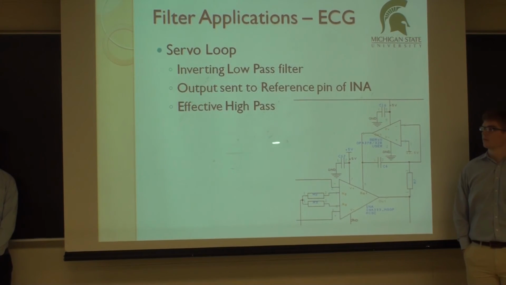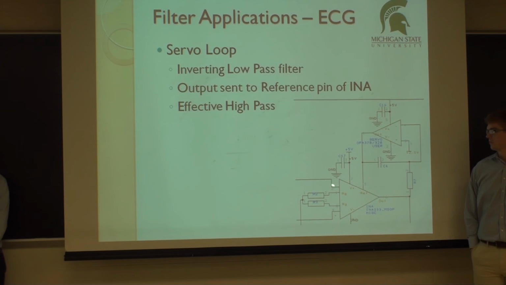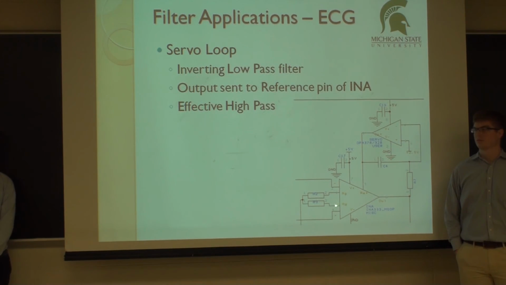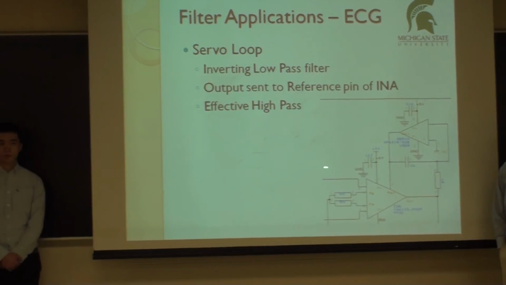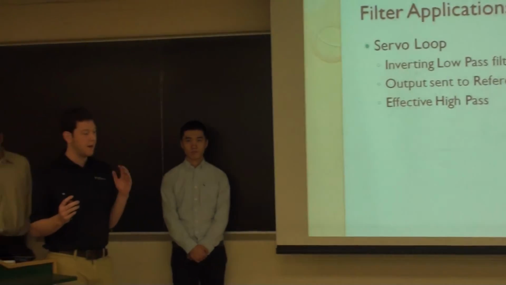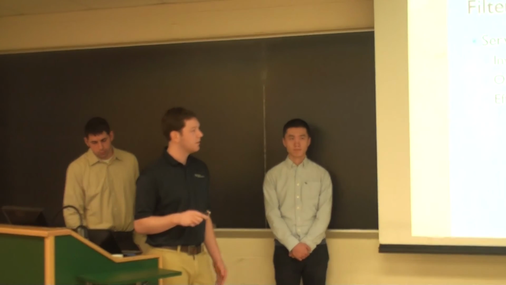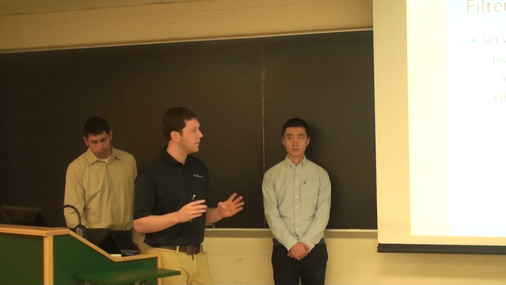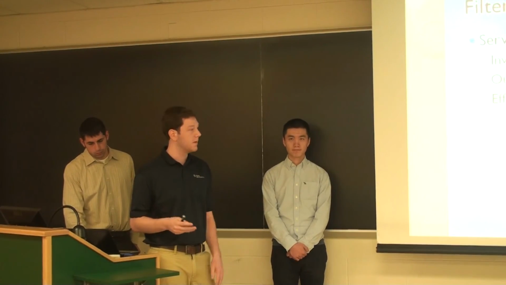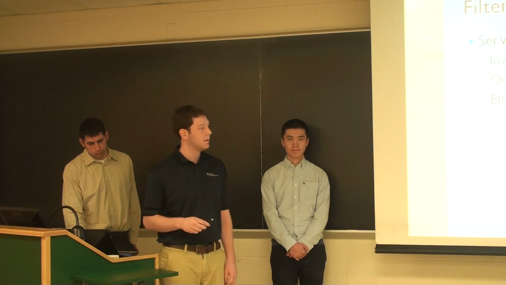More detail on the servo loop is that it's an inverting low pass filter, but effectively going into this reference pin will create with the INA a high pass filter. Adding those together will give you our overall band pass filter, which will achieve our goal of getting the spectral content from about 1 hertz to 50 hertz, which is our ECG signal. And that's it. So any questions?